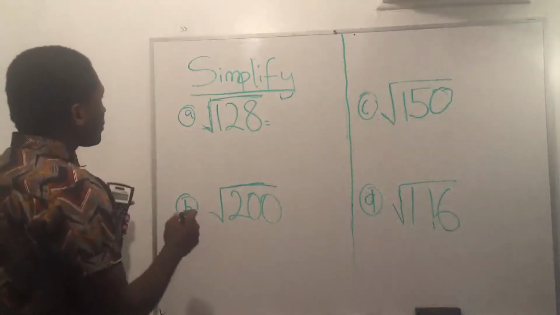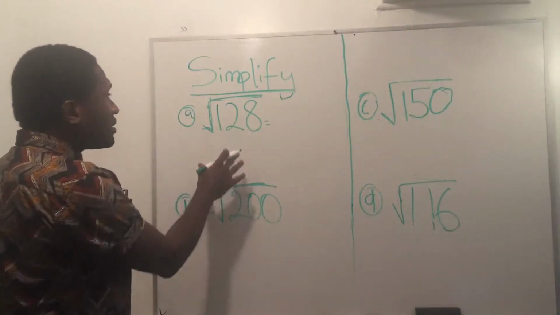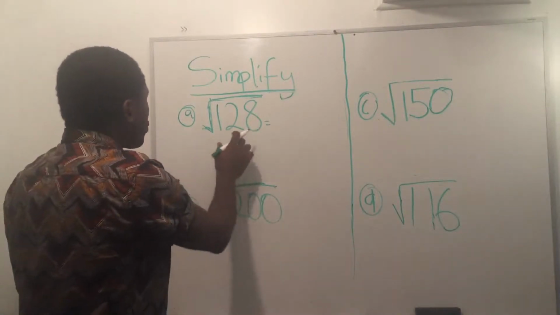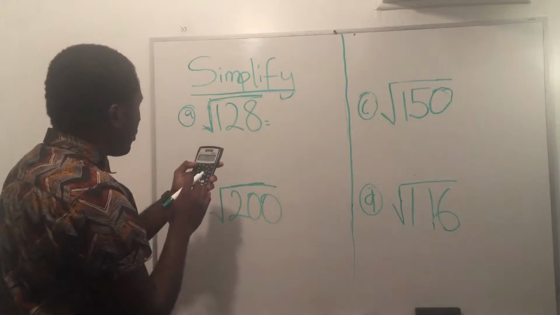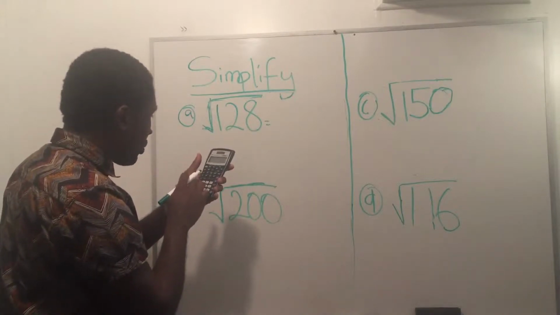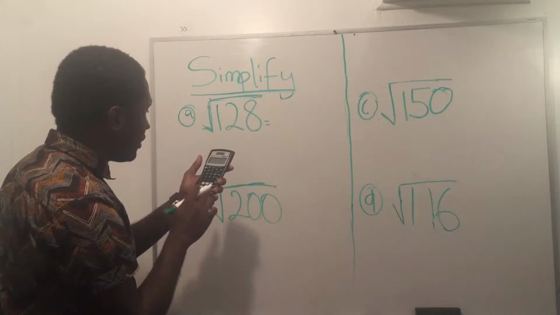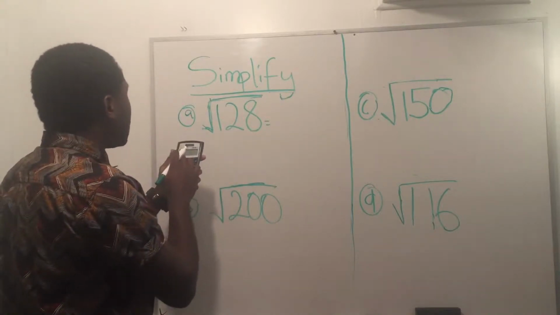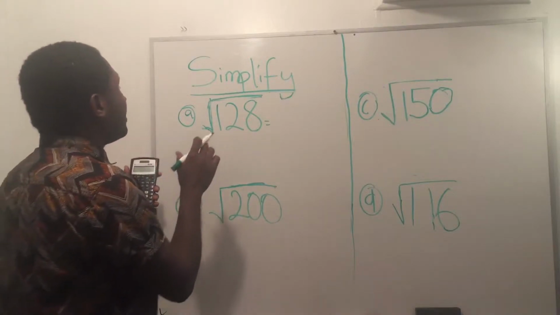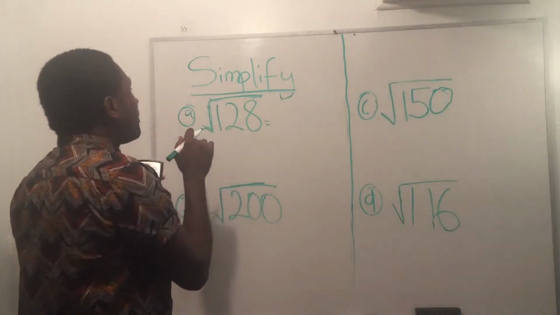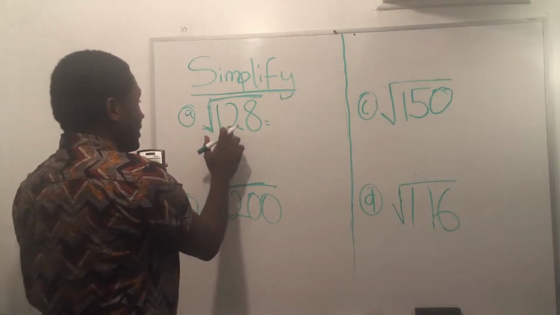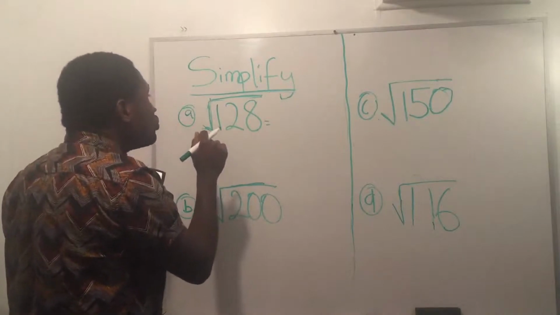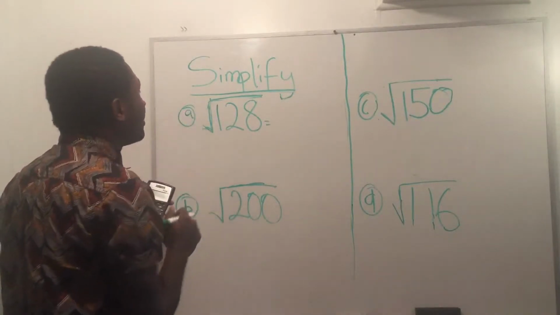So I'm asked to simplify these square roots, or the radicals, right here. So, square root of 128. The first thing I'm going to do is try to find the square root of 128. I got a decimal. Anytime I get a decimal, I know I have to look for two numbers that, if I multiply, I should get this 128. One of the numbers should be a perfect square.